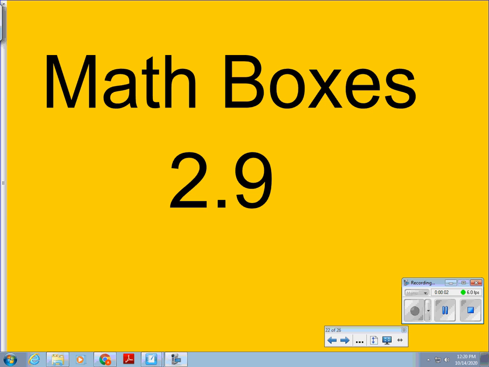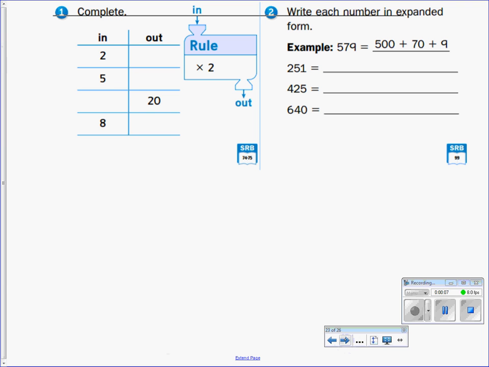Okay, boys and girls, we're going to get started on Math Boxes 2.9. All right, here we are going to do our input-output chart, okay? And we know here that our rule is we're going to multiply by 2. So, if we put 2 in and we multiply by 2, remember when we're multiplying by 2, we just double it, so we should get 4. We put 5 in, we multiply by 2, let's double that, and we get 10.